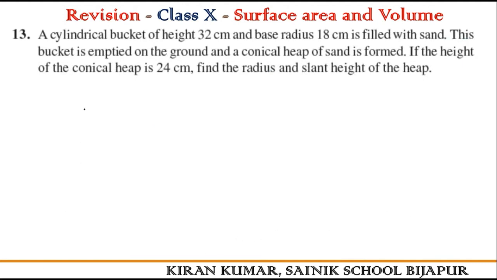Question 13. A cylindrical bucket of height 32 centimeter and the base radius 18 centimeter is filled with sand. This bucket is emptied on the ground. A conical heap of sand is formed. If the height of the conical heap is 24 centimeter, find the radius and the slant height of the heap. So for the radius, I'll consider small letter r and slant height as L. This has to be found, and the height is given as 24 centimeter, that is for a cone.